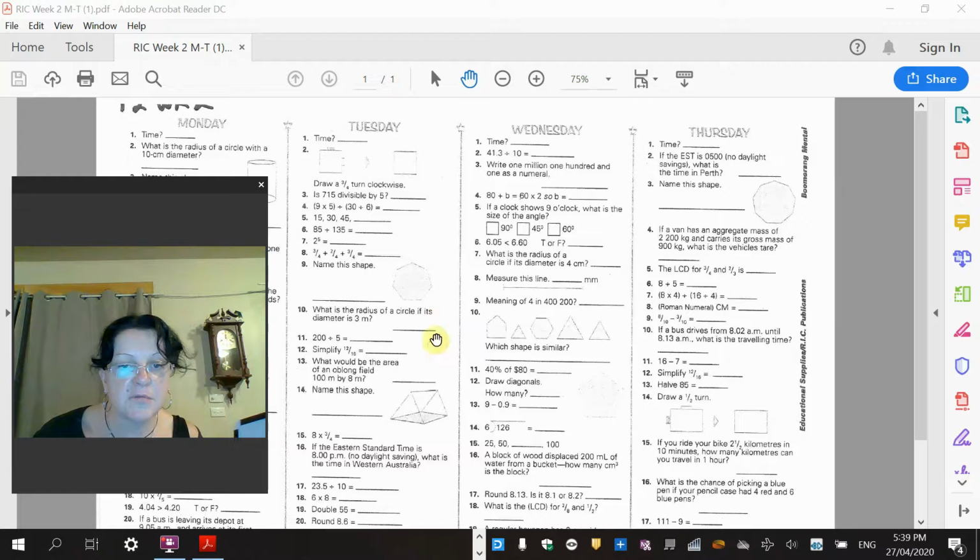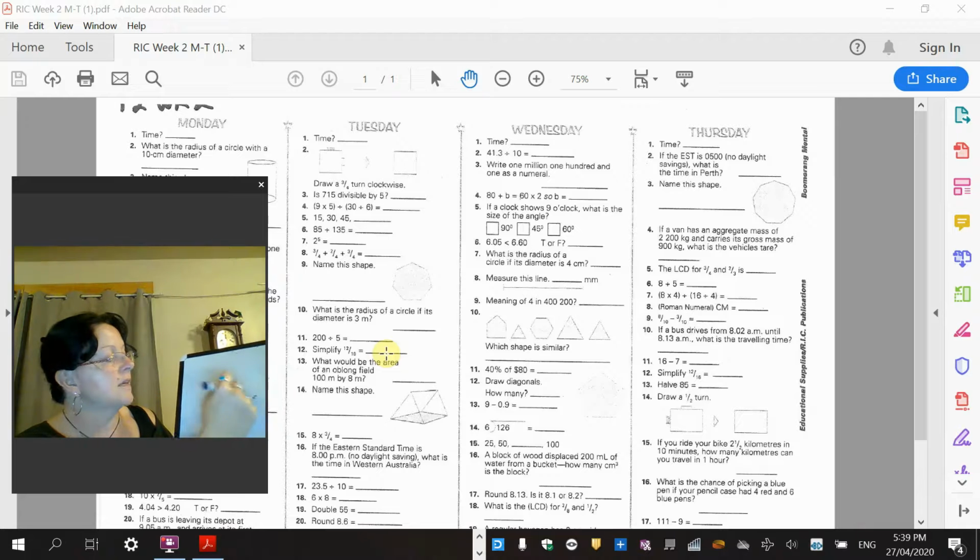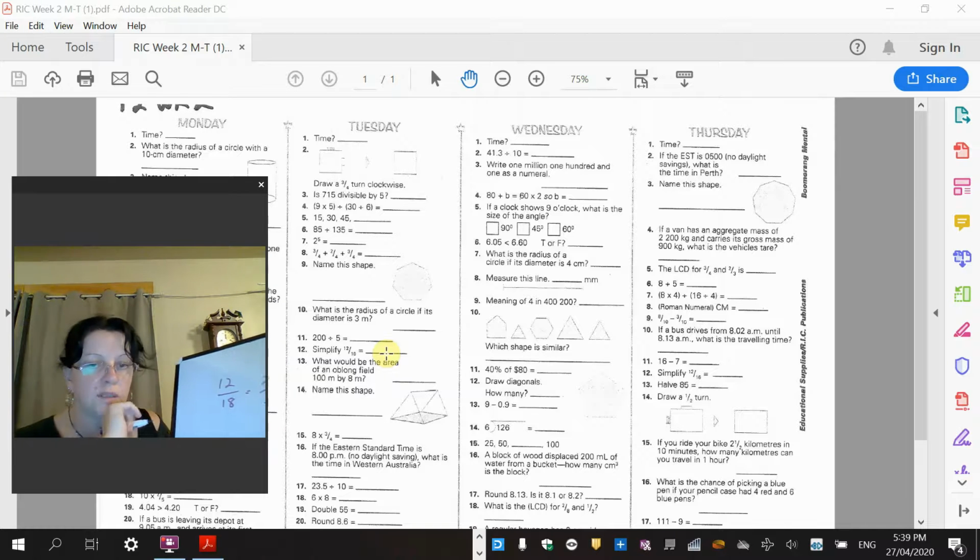Then we have simplify 12/18ths. And what number goes into both of those? You can have a look at the multiplication chart that I sent you, and it's 6. 6 goes into 12 twice and into 18 3 times. So the answer is 2/3.